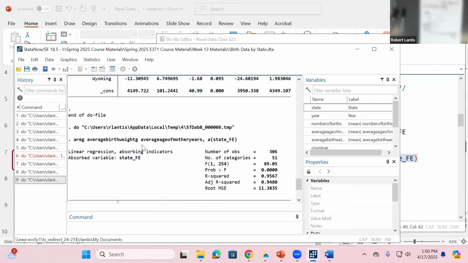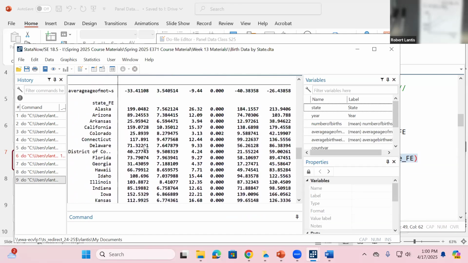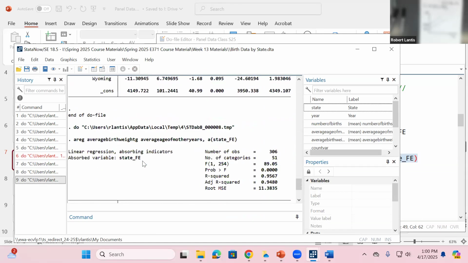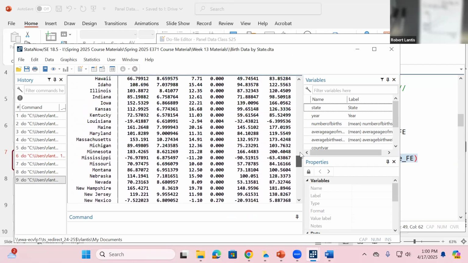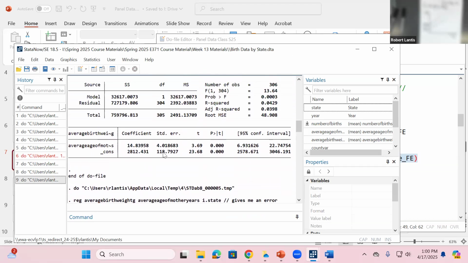So you'll kind of see, what do I get? Negative 33.4, no matter which command I use. Now notice, if we compare that to when we didn't include fixed effects, we're not only getting a different coefficient, it's a completely different sign. It's more than twice as large, and it's a completely different sign. So here, this was, if the average age of the mother is a year older, birth weights on average go up by about 15 grams.